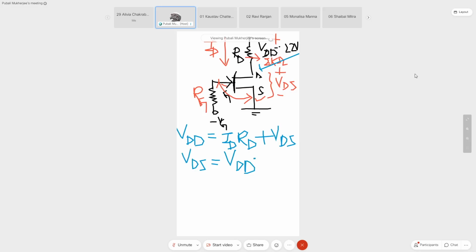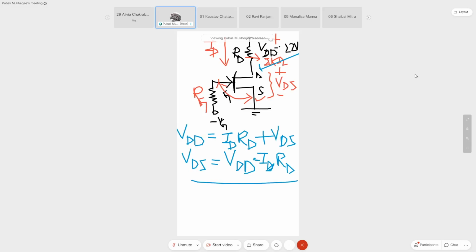So VDS is equal to VDD minus IDRD. VDD is equal to IDRD plus VDS, so VDS is equal to VDD minus IDRD. Fine. I hope you got this equation. Very simple: VDD minus IDRD.